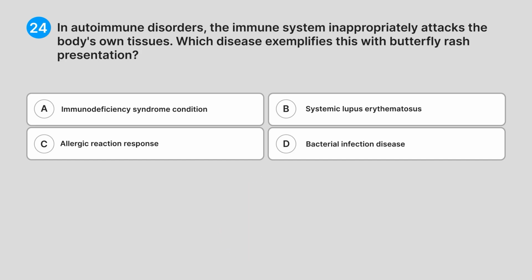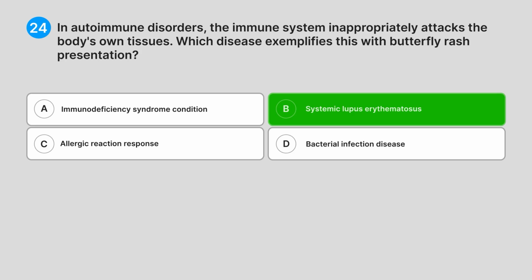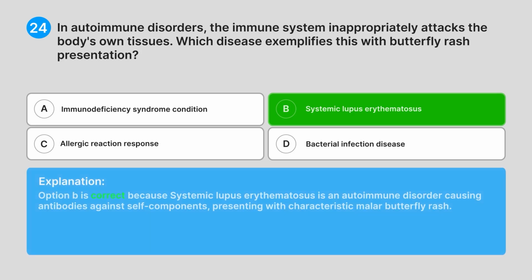Correct answer, B. Systemic lupus erythematosus. Explanation. Option B is correct because systemic lupus erythematosus is an autoimmune disorder causing antibodies against self-components, presenting with characteristic malar butterfly rash.